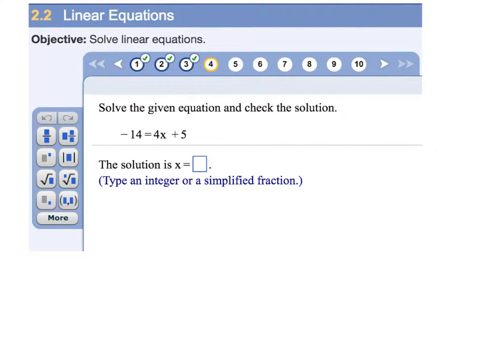Now we're going to solve again, and again, it says that we are also supposed to check. So solve and then check. And so you've got negative 14 is equal to 4x plus 5. So the idea is, first, it's kind of like working outside in. So we know that x is connected to the 4 by multiplication, but you also have this addition out here.